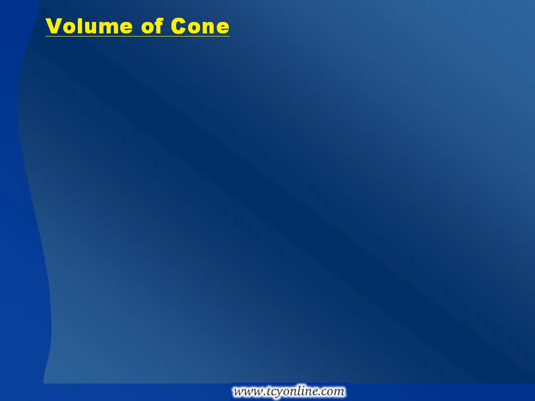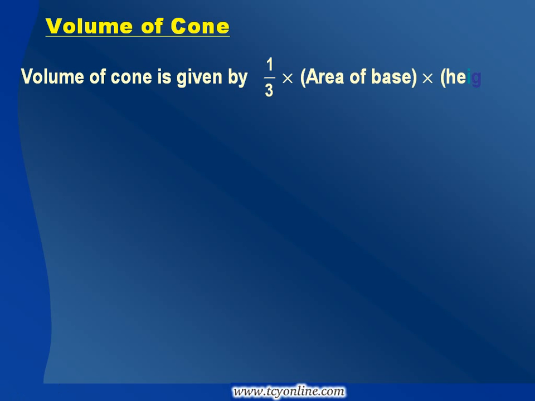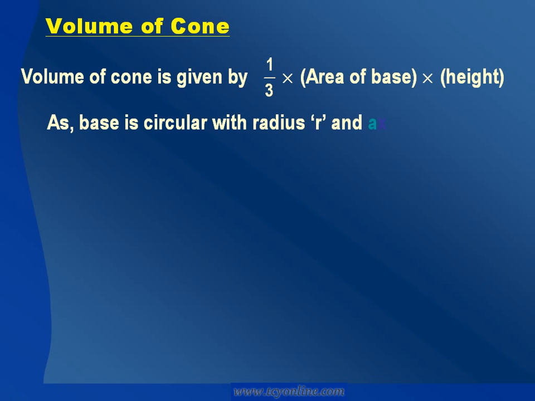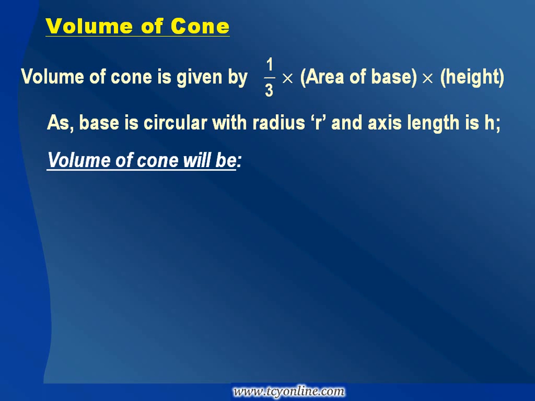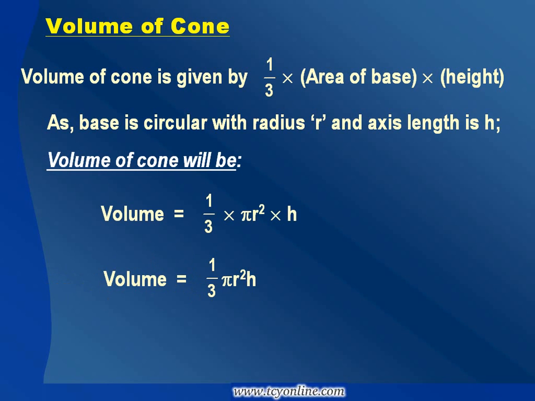Volume of a cone can be calculated by 1 by 3 times area of the base times height of the cone. As the base is circular with radius r and axis length is h, so the volume of cone is given by 1 by 3 times pi r square times h, where pi r square is the area of the circular base and h is the height of the cone. We can also write it in the short way as volume of a cone is equal to 1 by 3 pi r square h.